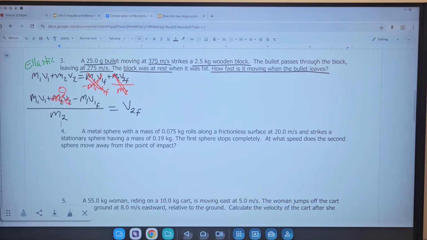Which should make sense. If I am punching something heavier than me, it should not move as much because I have less mass than that object. The bullet has less mass than the block. So even if it hits super fast, that doesn't mean the block is going to magically fly off at like 300 meters per second. It's not going to happen because the bullet does not have enough mass to do that. But I digress.